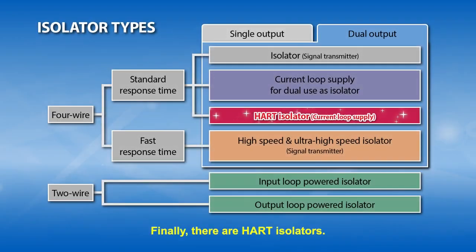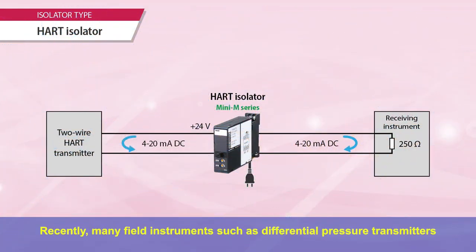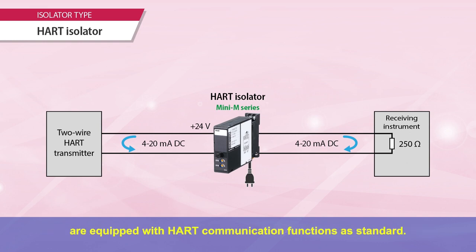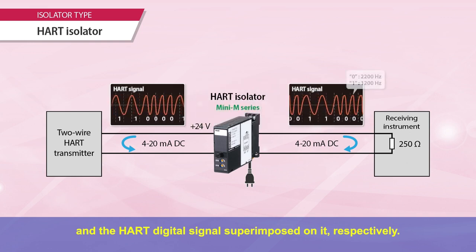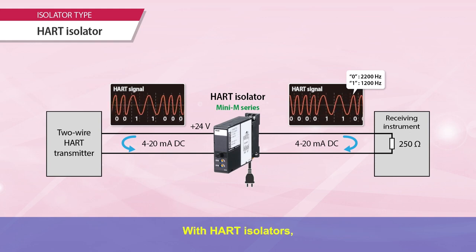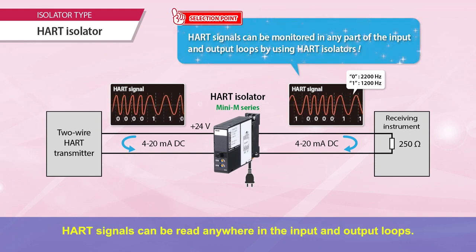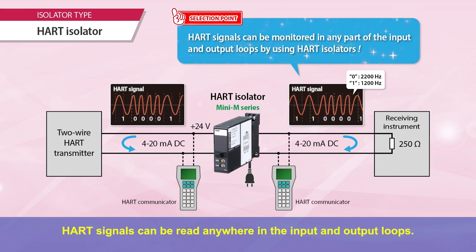Finally, there are HART isolators. Recently, many field instruments, such as differential pressure transmitters, are equipped with HART communication functions as standard. HART isolators have the function of isolating and passing through the 4 to 20 milliampere DC output signals of field instruments and the HART digital signal superimposed on it, respectively. With HART isolators, HART signals can be read anywhere in the input and output loops.